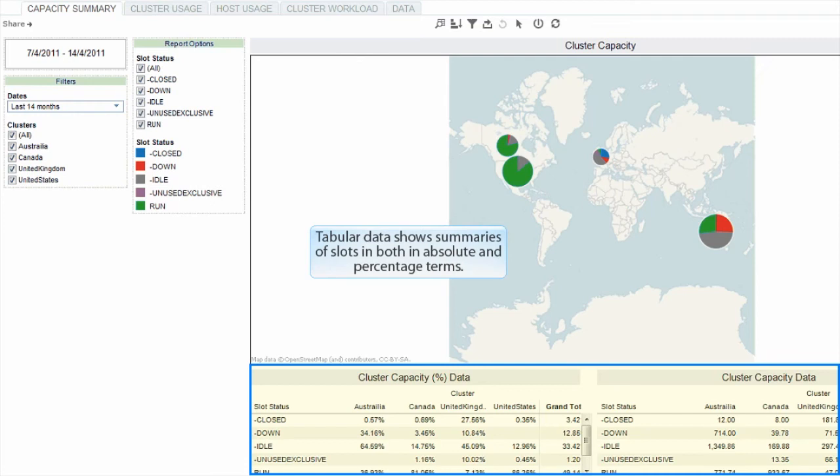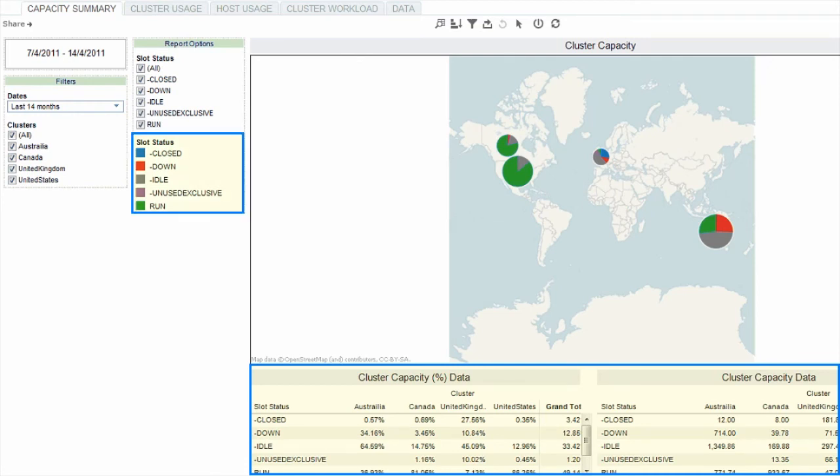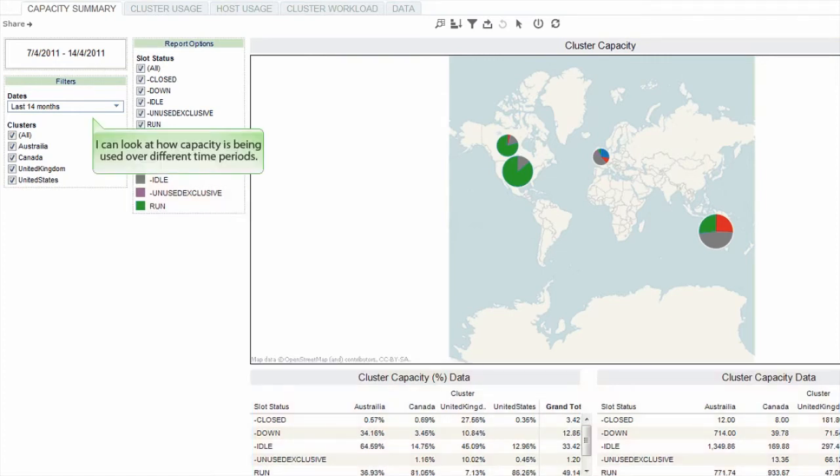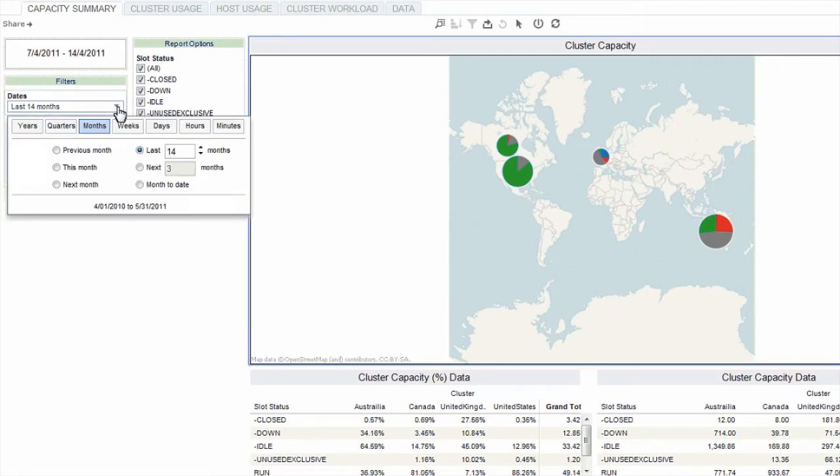The data shows slots, the basic unit of scheduling by the workload manager. Summaries of slots in various states are shown in both absolute and percentage terms. I can look at how my capacity is being used over different time periods. Time periods can be measured in hours, days, weeks, months, or even years. Because Platform Analytics is automatically gathering data from the clusters themselves, analysts always have accurate data representing the state of the cluster at any point in time.